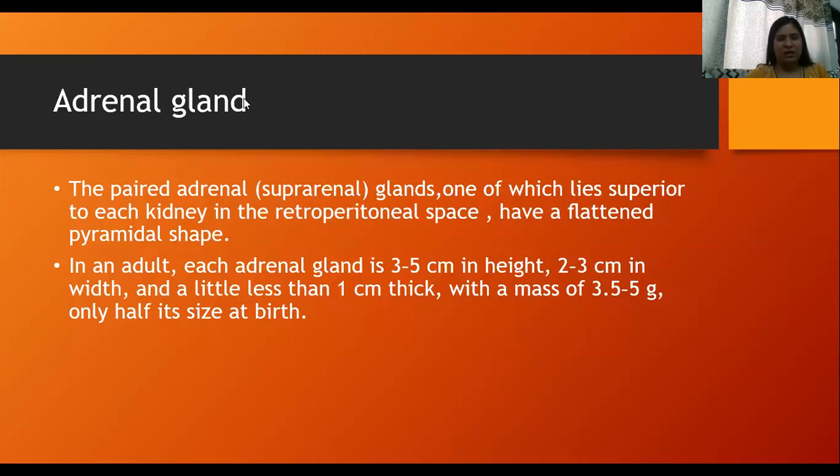The adrenal gland, as you all know, is a paired structure present on both halves of the body, that is the right adrenal gland and the left adrenal gland, present on the superior aspect of both the kidneys, right? Also known as the suprarenal gland, and they have a flattened pyramidal shape. Let's appreciate it in a picture.